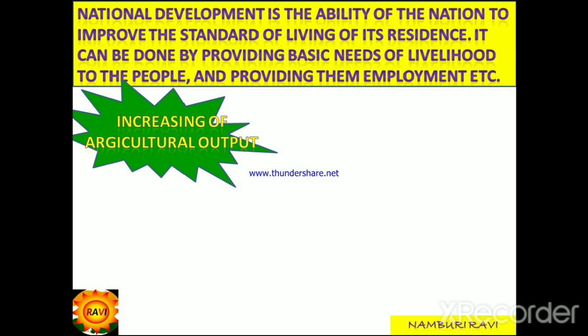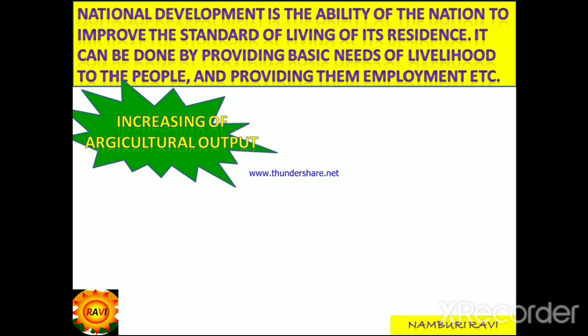One is the increasing of agricultural output. Wherever the agricultural output is increasing, then we can say that there is a development in the agricultural sector. Almost all the nations basically depend on the agricultural sector, that is the primary sector. The developed nations have a very small percentage of population depending on the primary sector, and the remaining depend on the secondary sector and tertiary sector. Whereas in the developing nations and the underdeveloped nations, a large number of people depend on the primary sector, that is, the agricultural sector.